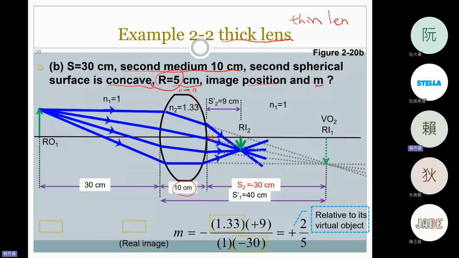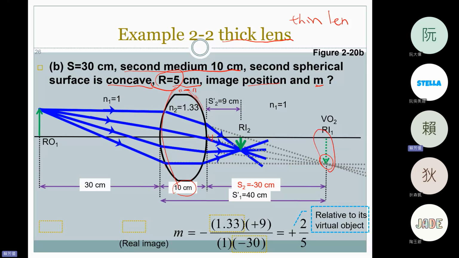So for this one, we add the second surface, and then the rule is that the first image from the first surface becomes the object of the second surface. The image of the first surface is here.